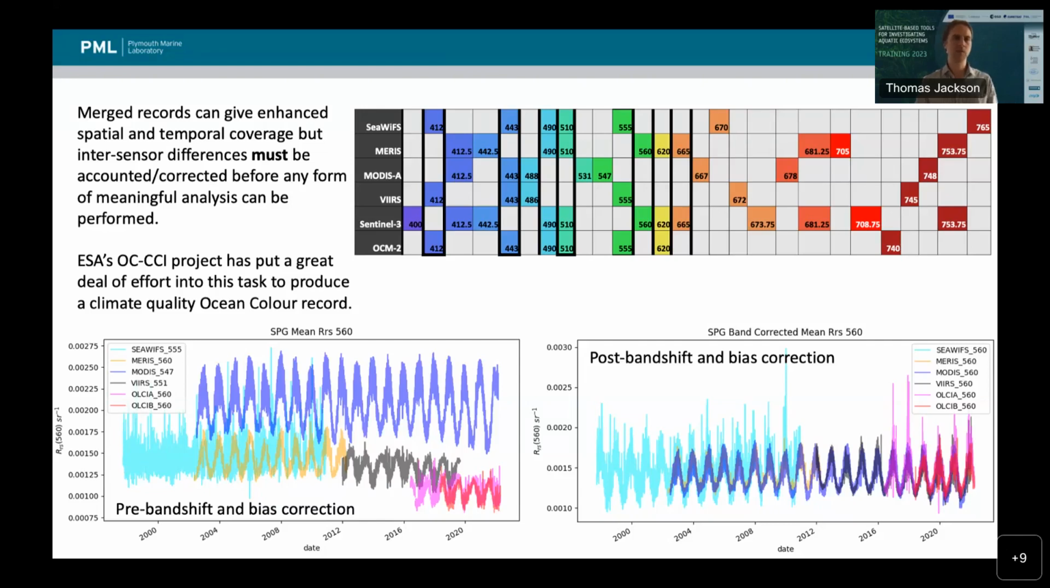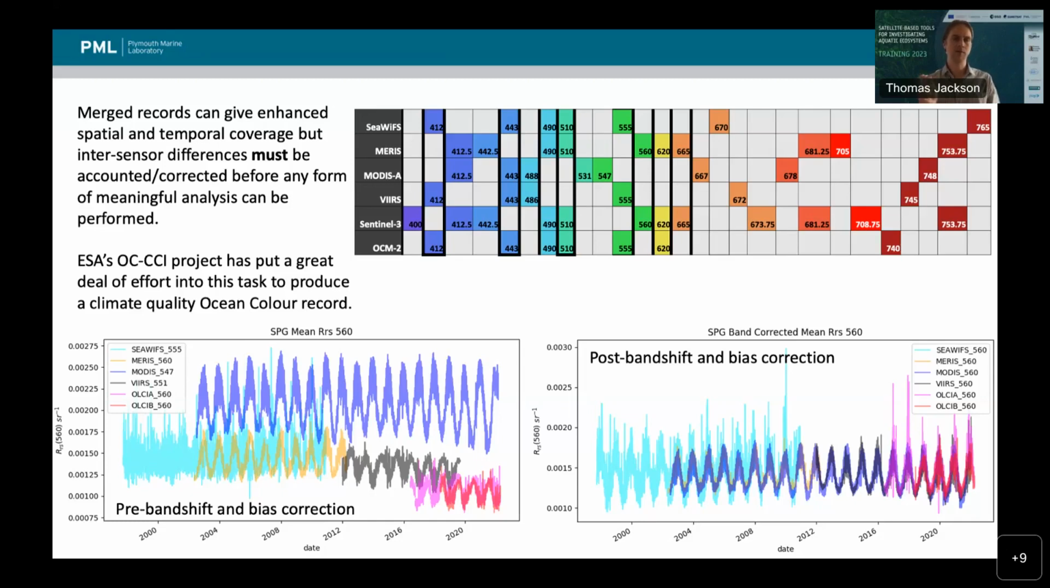So what we do within OCCCI is we have this processing stage that we call band shifting. So we pick a reference sensor, and for the latest versions that has been designated as MERIS, and we correct the data that we have at the native wavelengths of each sensor to the wavelengths of the reference sensor. I can go into more details perhaps in the Q&A if people are interested, but basically this involves running a forward model to generate a hyperspectral signal, and then we extract from the wavelengths that we actually want for the reference sensor.